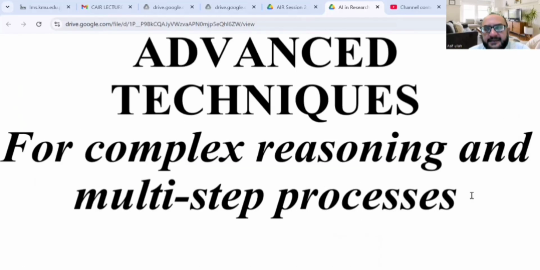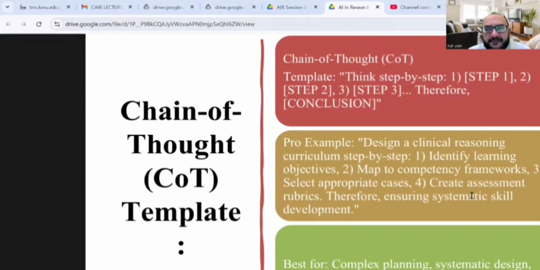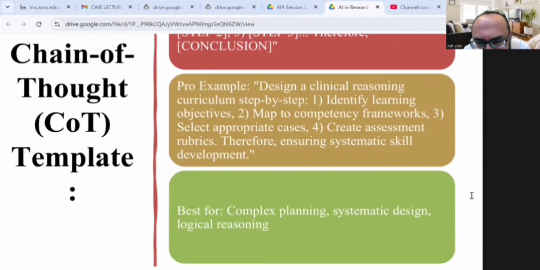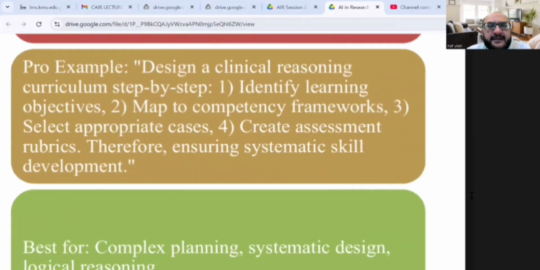Now, advanced techniques for complex reasoning and multi-step processes. Chain of thought is to think step by step: step 1, step 2, step 3, and therefore the conclusion. This is the chain of thought. It is used for complex planning, systematic design, and logical reasoning. An example: design a clinical reasoning curriculum step by step.